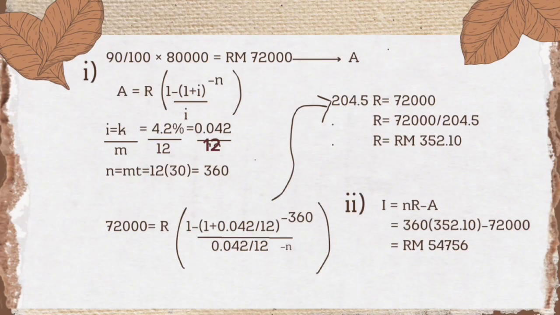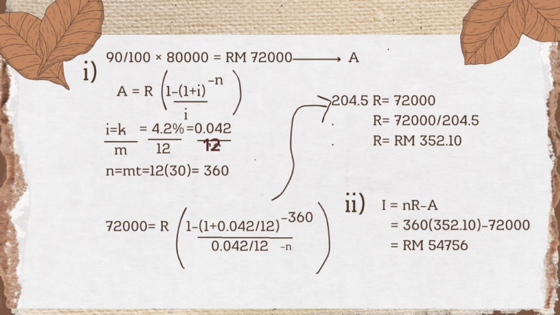Okay, she already pays 10% down payment. That means 90% is the balance need to be paid. 90% of 80,000 is RM 72,000. The formula that can be used to solve the first question is A equal to R[(1 - (1 + i)^-n) / i].